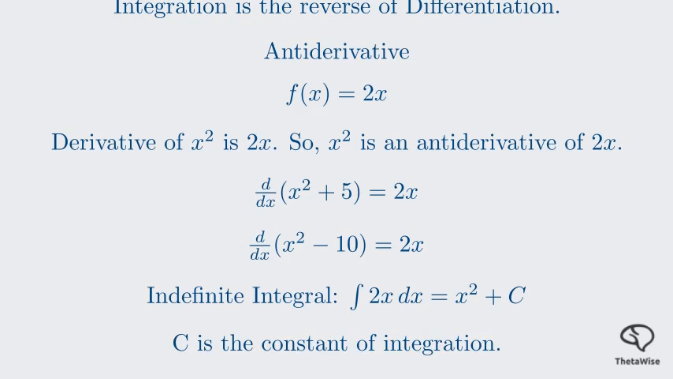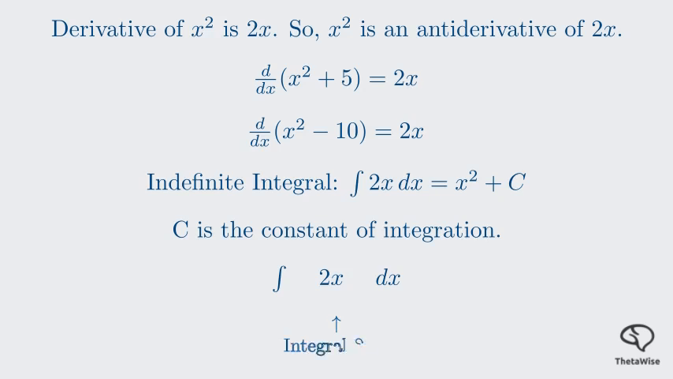Let's break down the notation. The elongated s symbol is the integral sign. The function inside, 2x, is the integrand. And dx indicates that we are integrating with respect to the variable x. So the integral sign, the integrand, and the differential, dx, together form the complete notation for an indefinite integral.